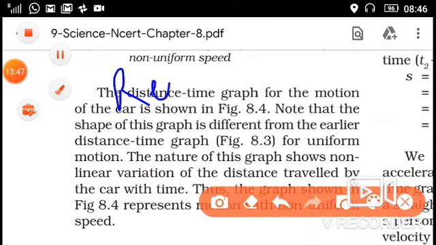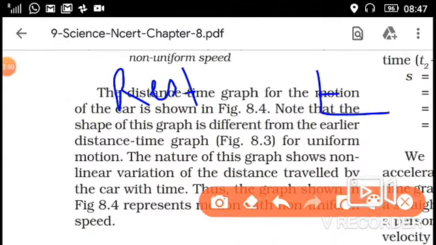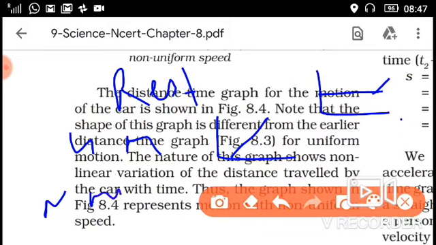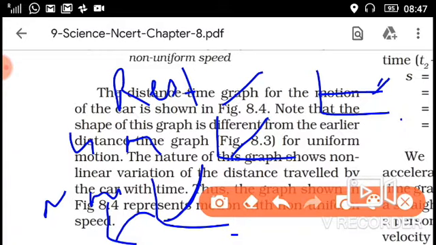For rest position, this is for rest positions, means parallel to x-axis. For uniform motion, like this, and for non-uniform motion the graph is a curved line. It can be like this for non-uniform motion, like this also. So these are the graphs. For rest, the distance time graph is parallel to x-axis, and for uniform motion it will be a straight line. For non-uniform motion it will be a curve.